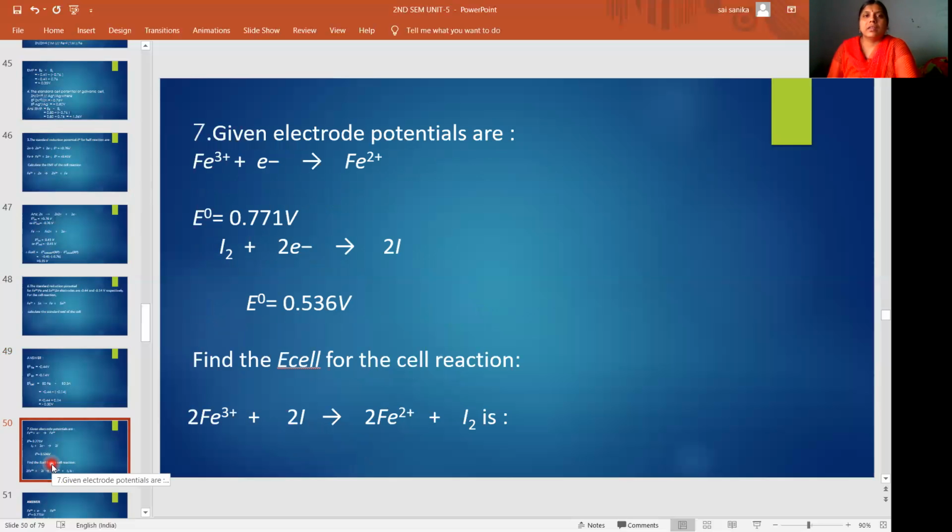So here, given electrode potentials. Fe plus 3 taking 1 electron, converting into Fe plus 2, its potential is 0.771 volts. And I2 plus 2 electrons gives rise to 2I minus, its potential is 0.536 volts. Find the E cell for the cell reaction.